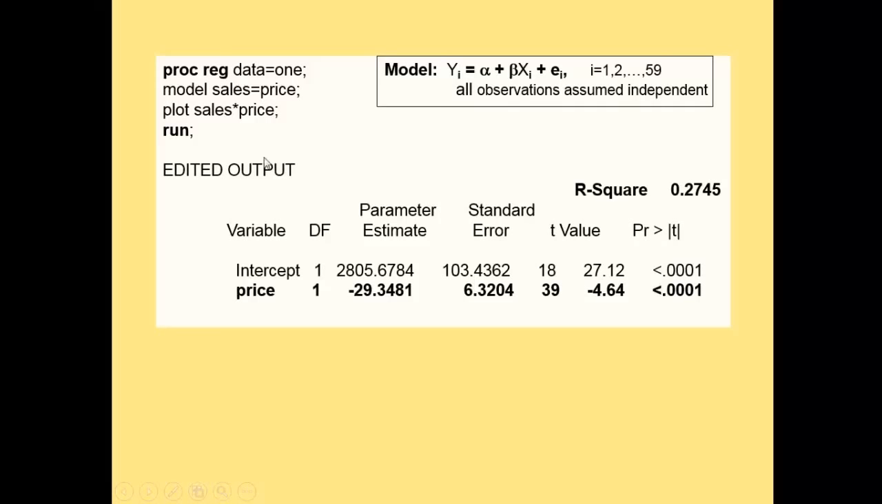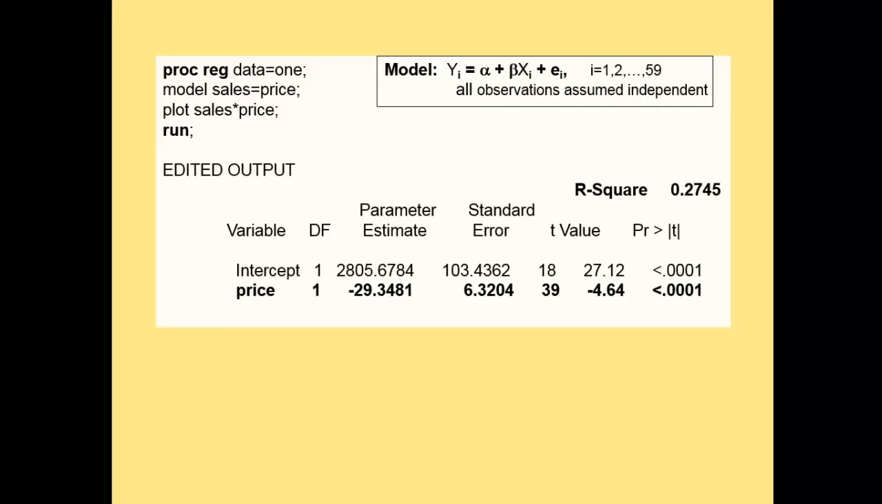Look at this code. What does it say? It says proc reg. What does proc reg mean? Linear regression. Then it says data equals data1, the name of the data set. Model sales equals price, so the outcome variable is sales, how much was sold, and price is whatever the price was. Then it says plot sales by price. When I run this, what's the coefficient of the price variable, the predictive variable? It's negative. That says there's a negative relationship between price and sales.